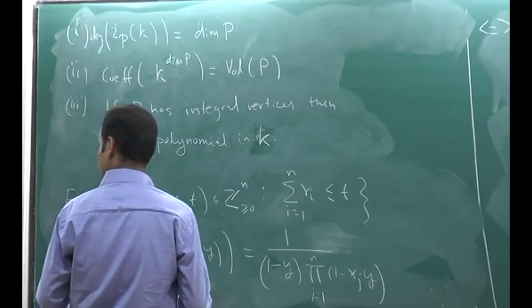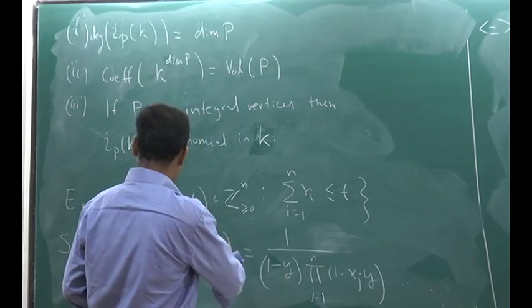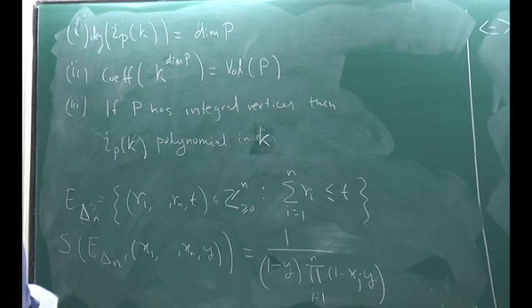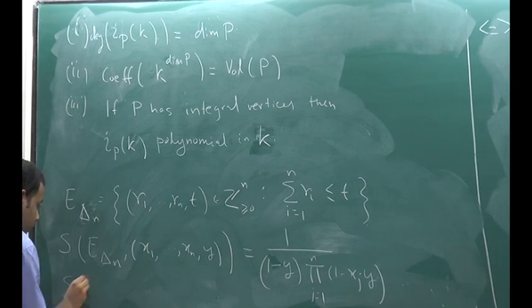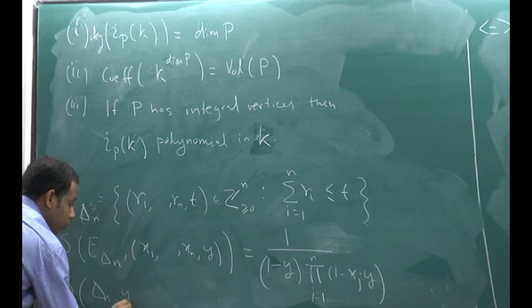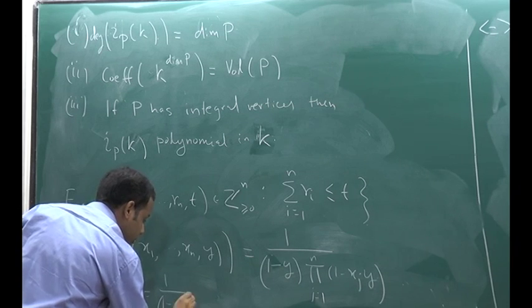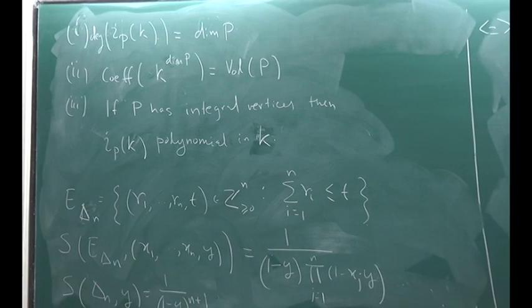So this I'm not proving how it comes. And from here we can say that yes, delta n of y is equal to 1 by 1 minus y power n plus 1, which we got exactly before. So in a special case, E delta n, the power series in x and y and the power series in y are the following ones.